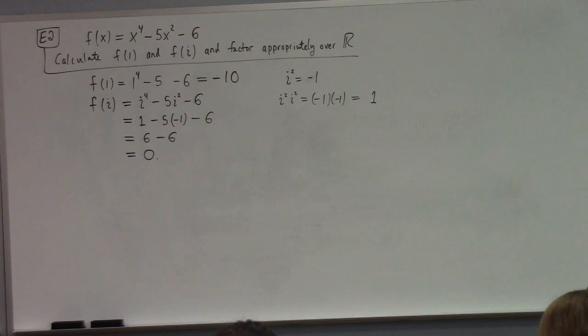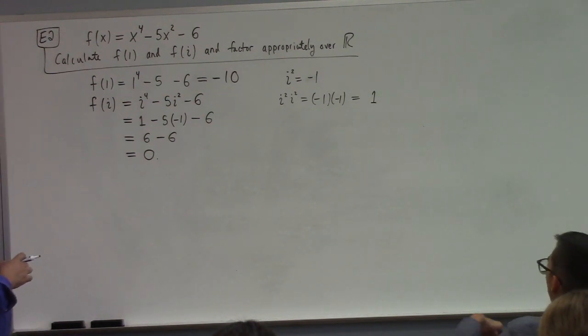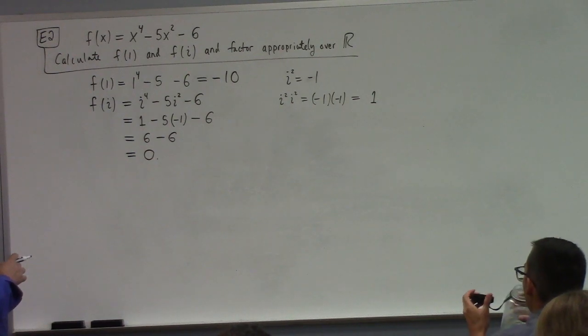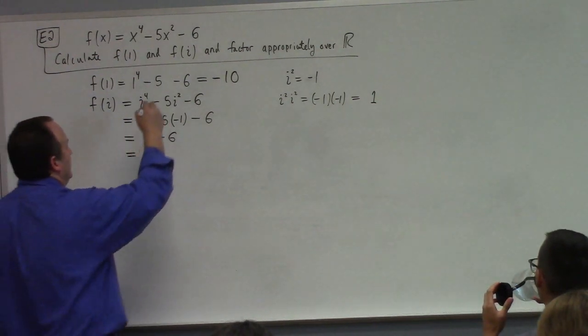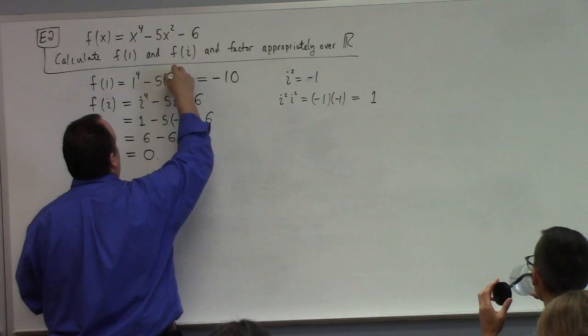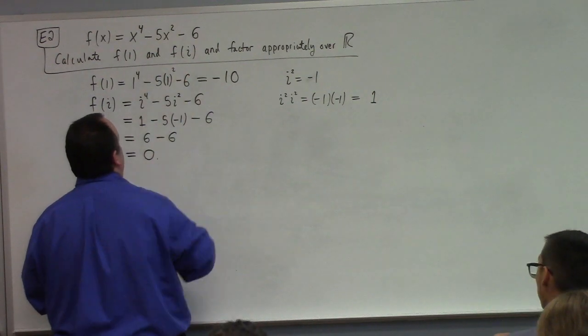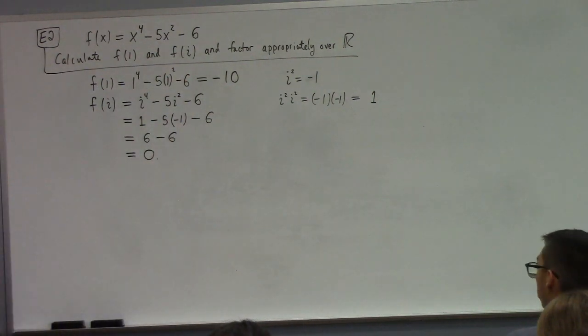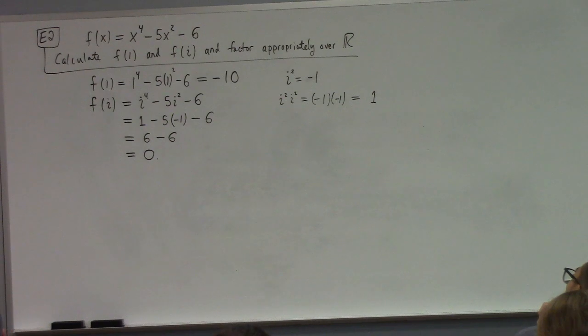So when you put 1 into the f of x, you didn't do 5 squared. Why didn't you? Well, I did 5 times 1 squared. We just plug it into the x, not everything. We have to multiply by 5, but we don't square the 5.